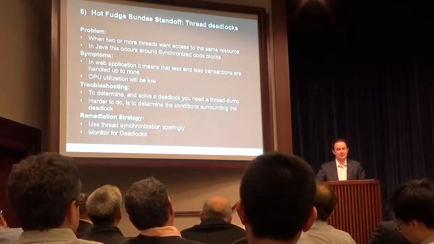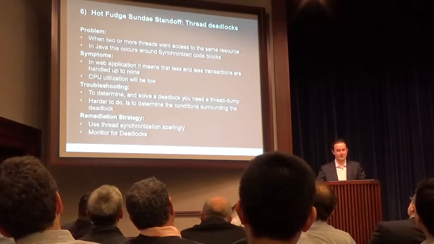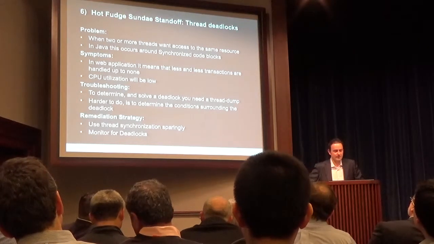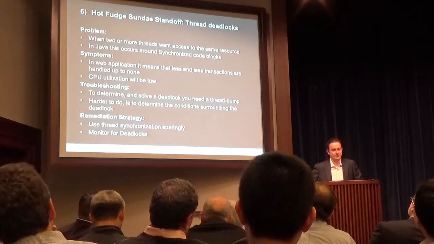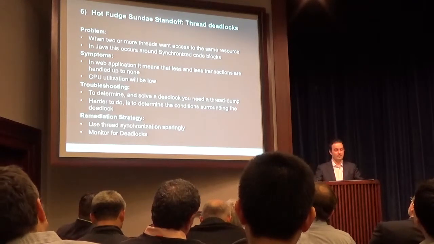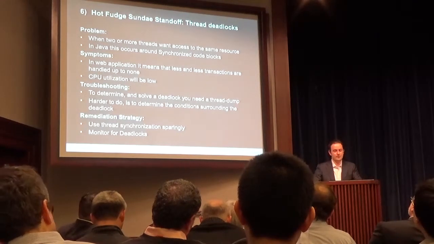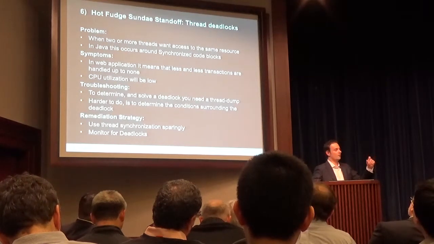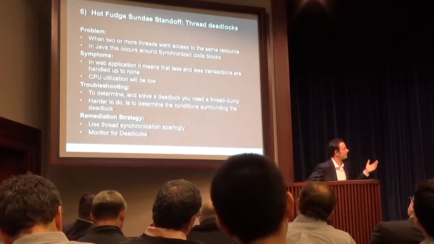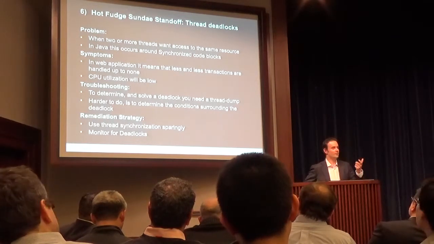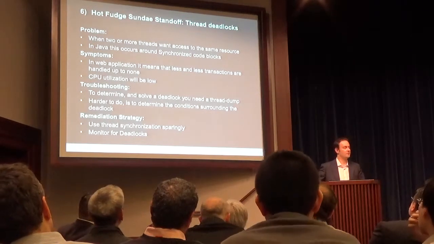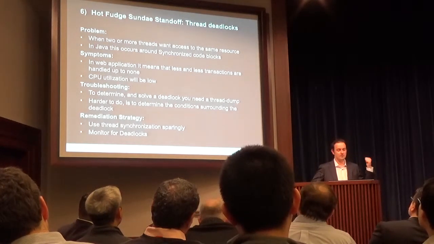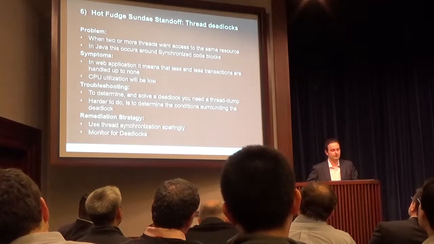So the problem is when two or more threads want to access the same resource, right? In Java, this occurs when there's a synchronized code block. The symptoms, this is an interesting one: in a web application, it really means that less and less resource is available, so less and less users can use the application. All of a sudden you have a node where a user is trying to access it and nothing happens. And you look at the CPU utilization, memory, disk I/O, everything is great. From an infrastructure perspective, everything is great. Your memory utilization and JVM is also really good. So what is going on, right?